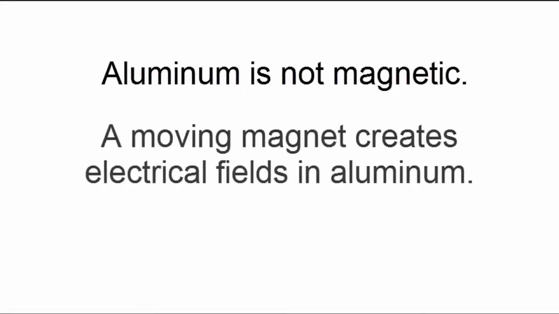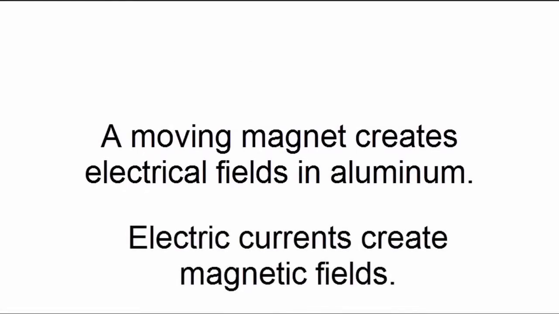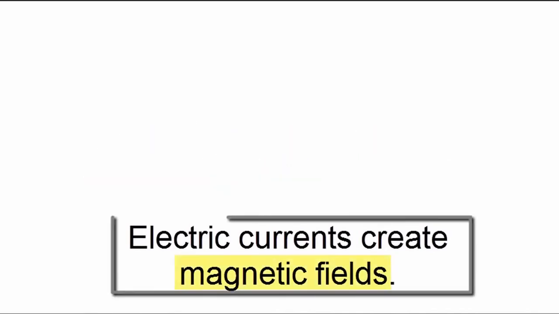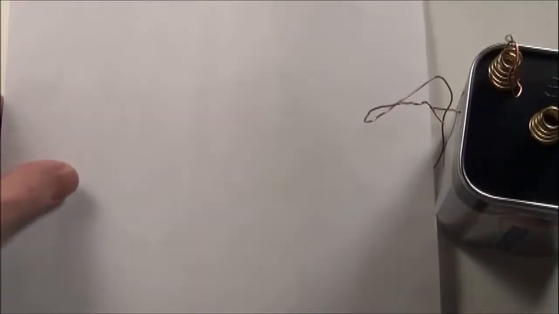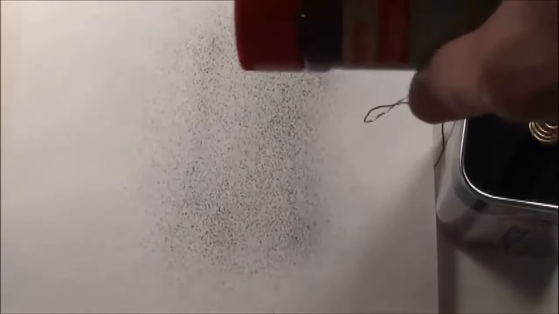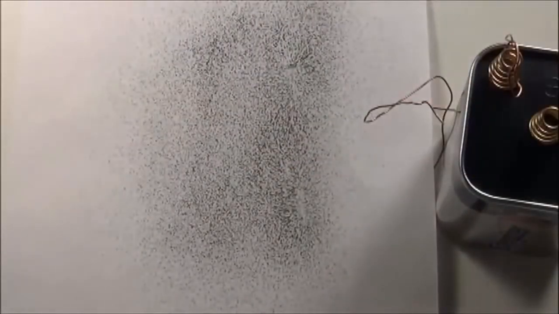So we know aluminum's not magnetic, and when we have aluminum moving near a magnet or a magnet near aluminum, we create electrical fields. Whenever we create an electrical field, it also creates a magnetic field. So here we have a nail with a copper wire wrapped around it, and one end is connected to the battery, the other end's not yet connected. We're going to sprinkle some iron filings right on top of the paper here, and we really don't see much happening. There might be a little bit of a pattern from when I magnetized the nail a bit earlier, but not much.